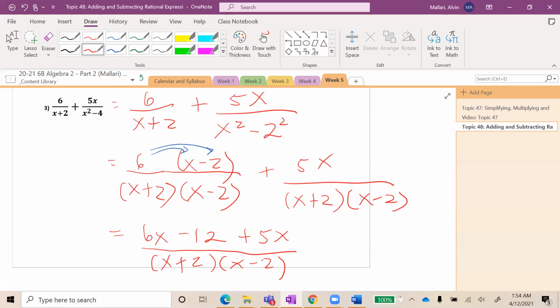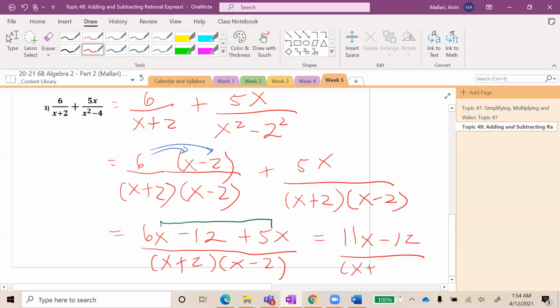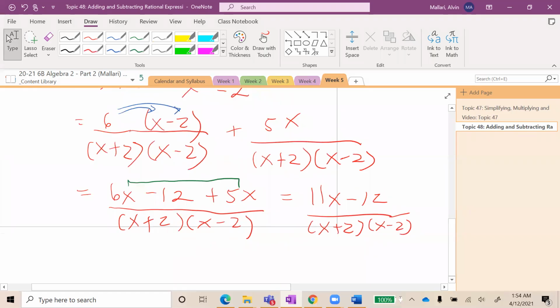Now, we can combine like terms in here. See how we have 6x and 5x being like terms. So combining these, 6x plus 5x is 11x. And then we have minus 12 all over x plus 2 times x minus 2. So this will be our final answer, ladies.